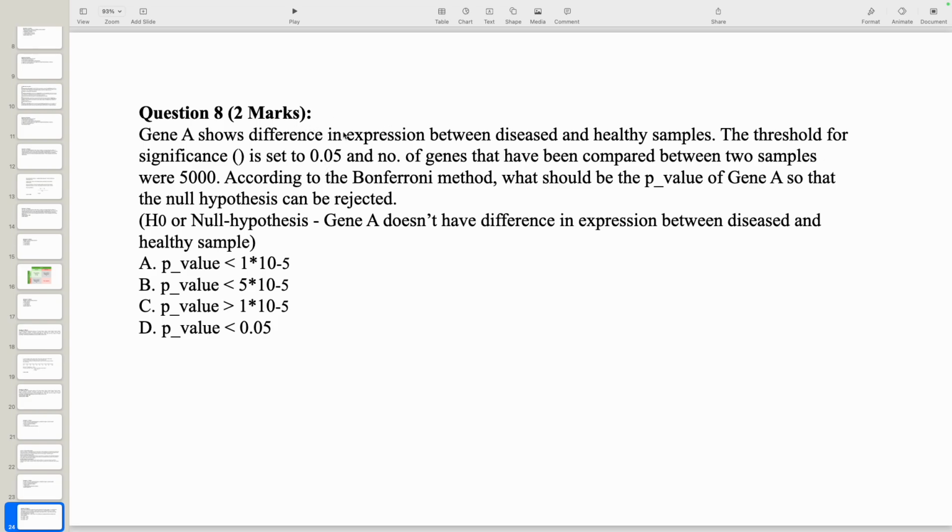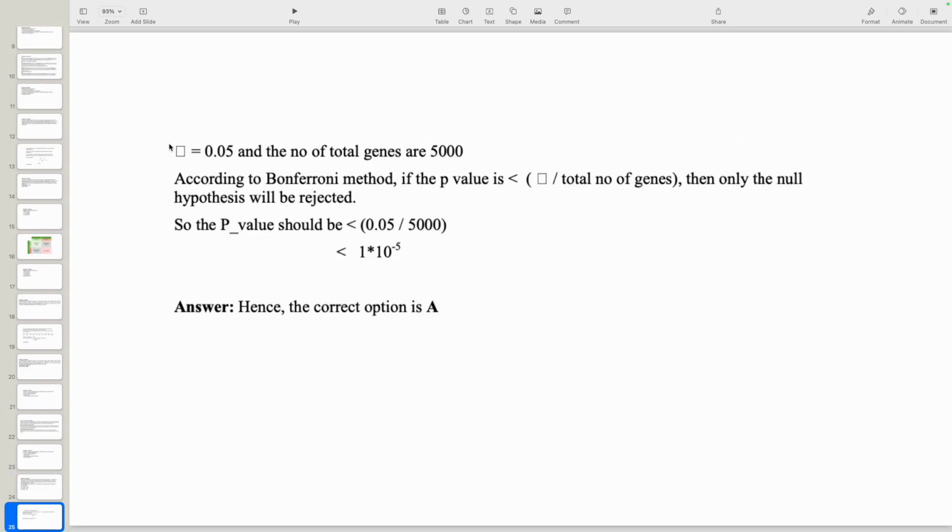0.05 as our p value for computing whether we can reject our null hypothesis or we cannot reject our null hypothesis. But in this question, we need to now calculate the new p value according to Bonferroni method, so whether we can reject our null hypothesis or not, or we can say that gene A is differentially expressed or gene A is not differentially expressed. So for the p value which is given is 0.05 and the total number of genes are 5,000. So according to Bonferroni method, we have new p value.